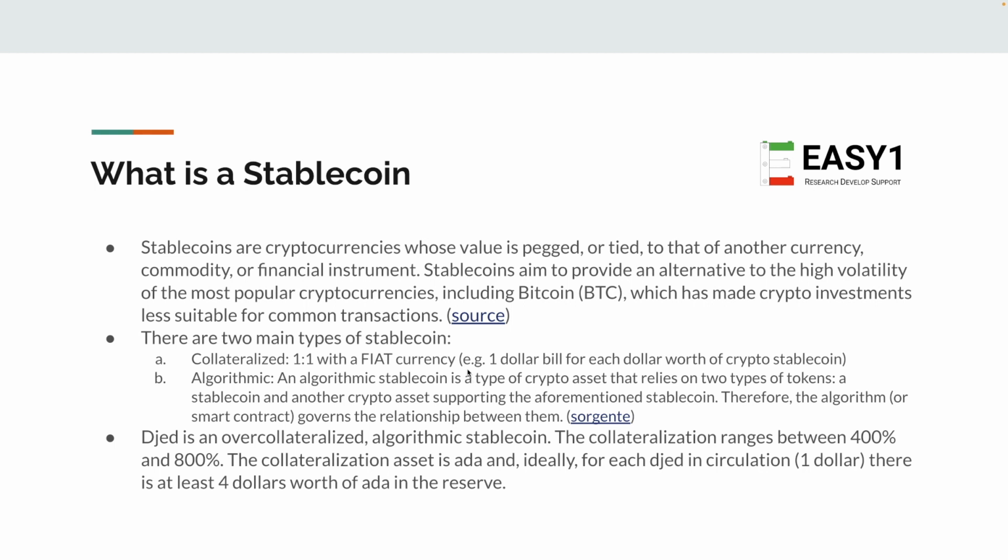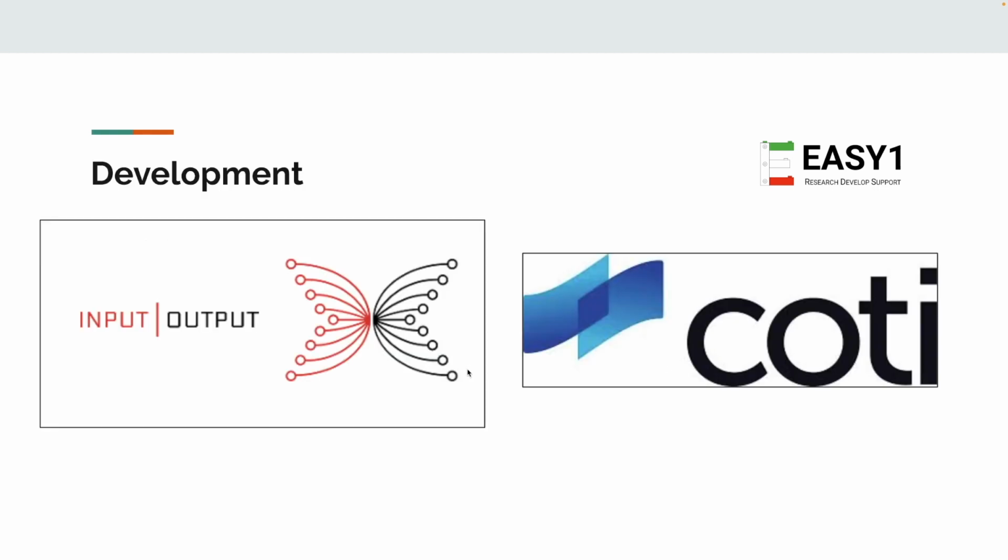So what is Djed? Djed is an algorithmic stablecoin, because the algorithm has the responsibility of maintaining the peg between the reserve, so ADA, and Djed, $1, but it is also over-collateralized. The collateralization ranges between 400% and 800%. What does over-collateralization mean? The collateral asset is ADA, and ideally, for each Djed in circulation, that is $1, there are at least $4 worth of ADA in the reserve. We will see this much better in the demo in just a few minutes.